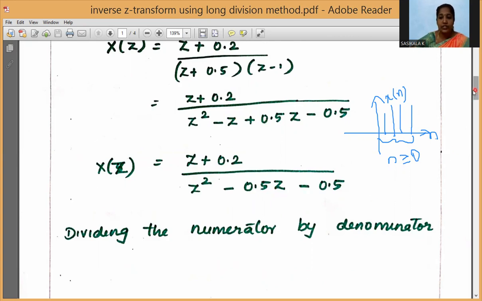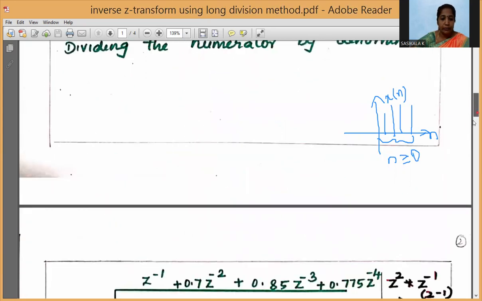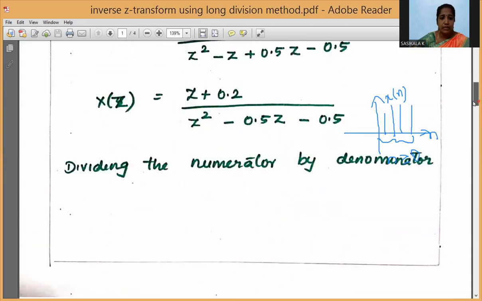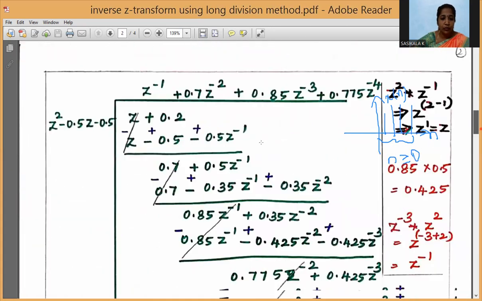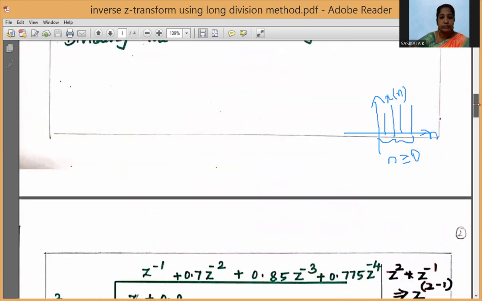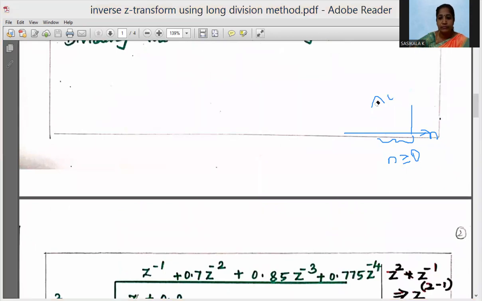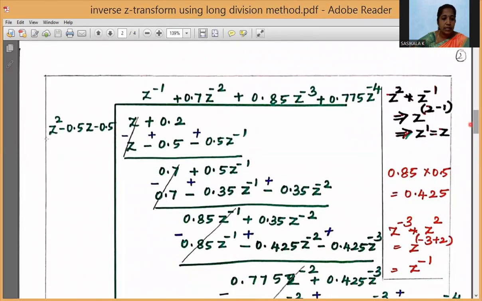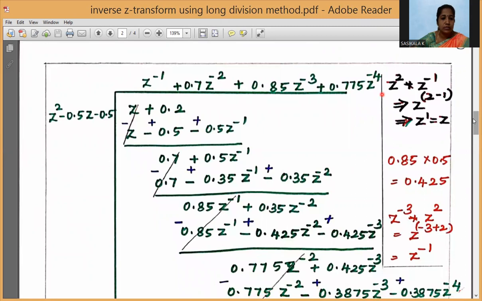So this is long division method. You have to divide the numerator by the denominator. The numerator is Z plus 0.2. So you have to write inside this table Z plus 0.2. And the denominator is Z square minus 0.5 Z minus 0.5. Okay, we'll start the process.